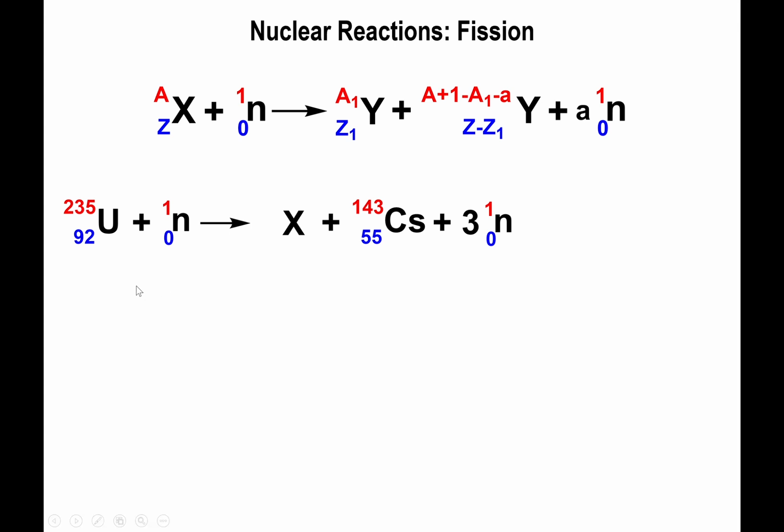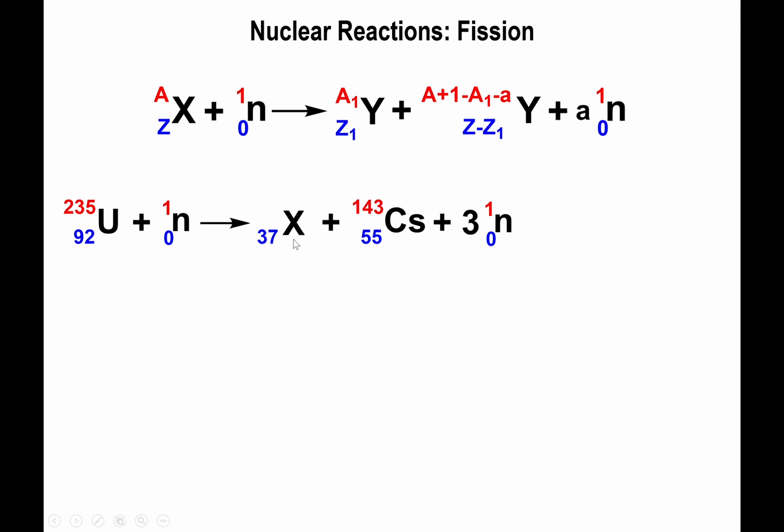So what we do is we add the numbers on the bottom first. So we have 92 plus 0, which is 92. Over here we have 55 plus 0 times 3. 0 times 3 is just 0, so we have 55 plus 0. And so 92 minus 55 is going to yield 37, right? And that's the atomic number of the missing particle here.